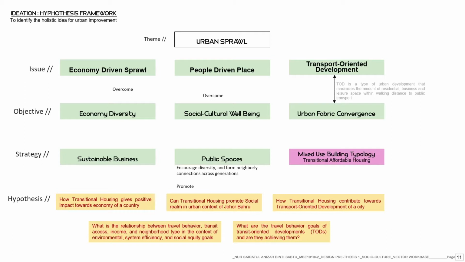TOD will eventually involve urban fabric conversion by creating a mixed-use building typology, where the idea is to have affordable transitional housing. It will encourage diversity and form neighborly connections with the few public spaces included in the design. It will also promote sustainable business, which can help to improve economic diversity.